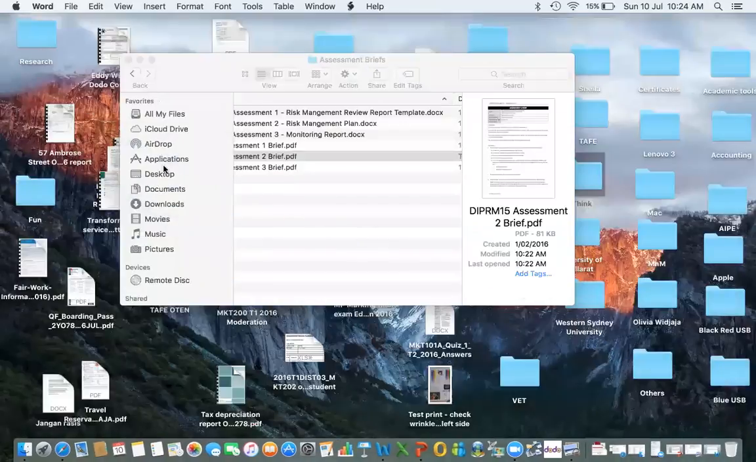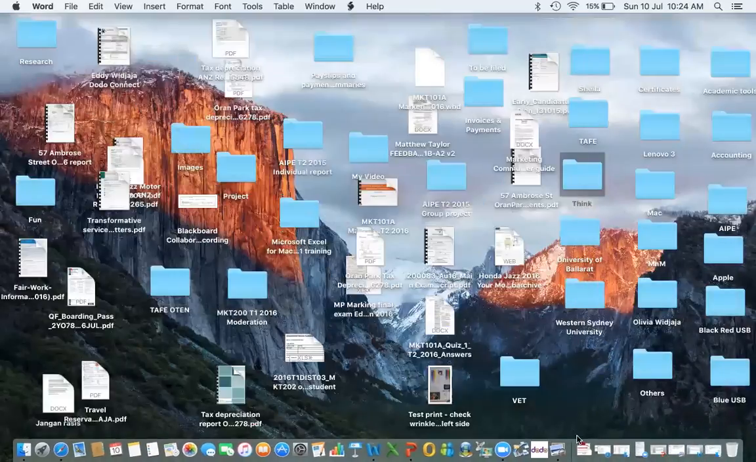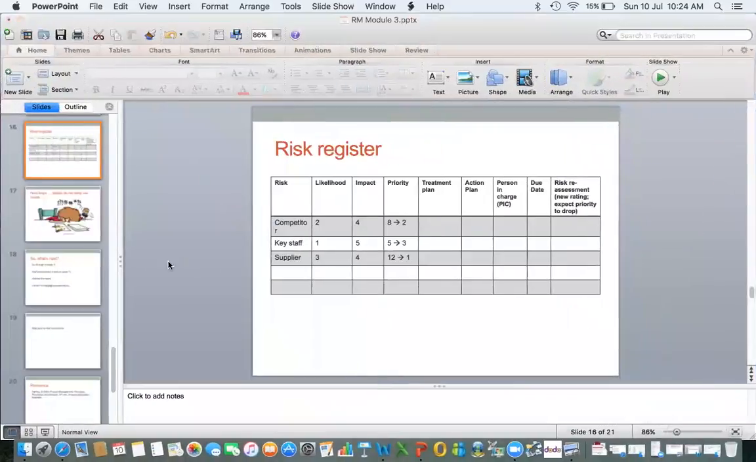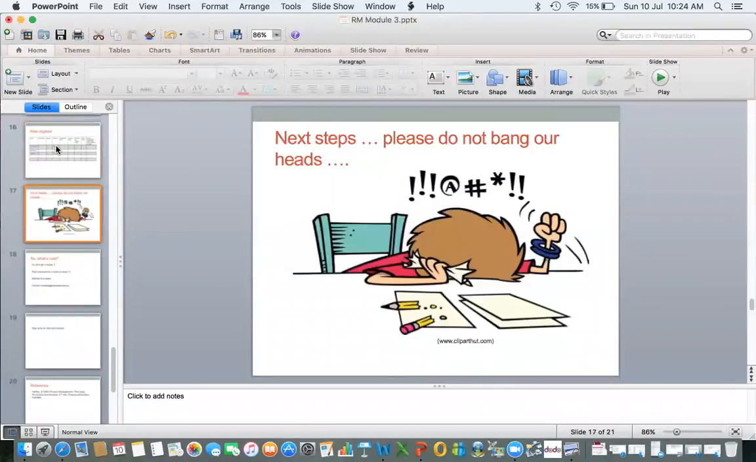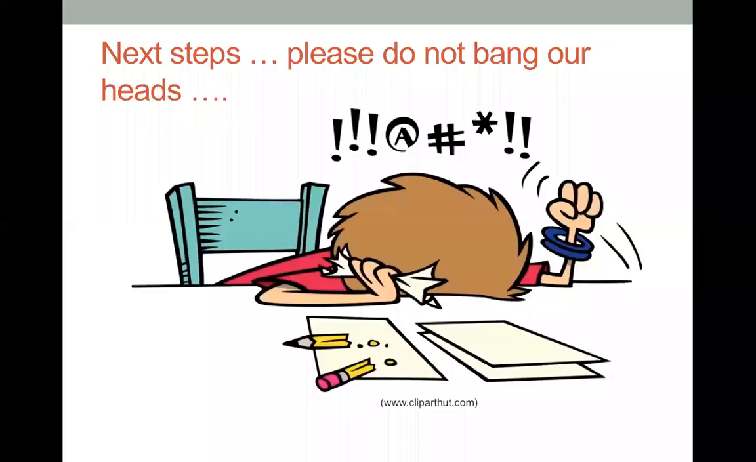So hopefully that gives you an idea of the key concepts that we need to learn for this module, and hopefully that gives you an overview for the assessment as well. We will spend a little bit more time on it in our module 4 discussion.